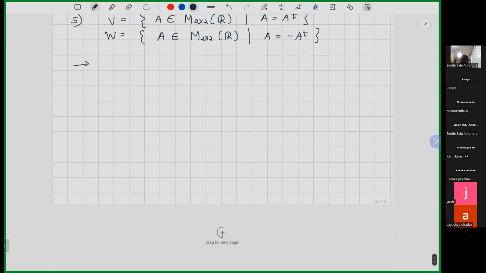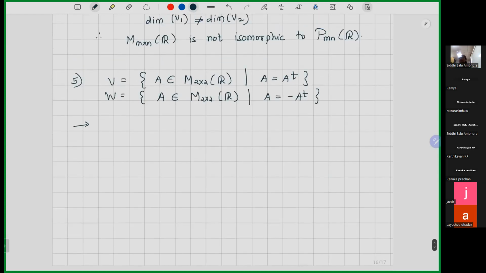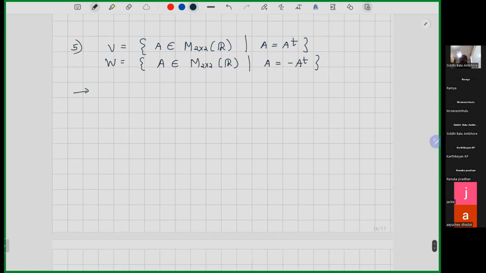I know we need to find the dimension and so on, but by looking at them, what is your guess? Whether they are isomorphic or they are not? Okay, so there are a few guesses. So let us check what their dimensions are. Karthikeyan said that yes, they are isomorphic, but let us start.